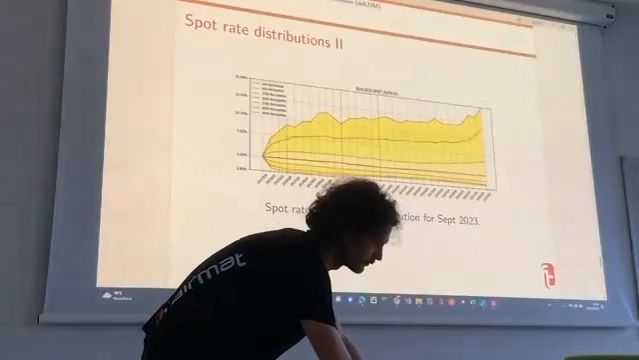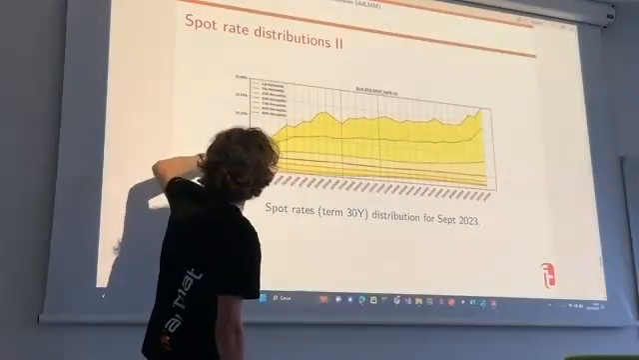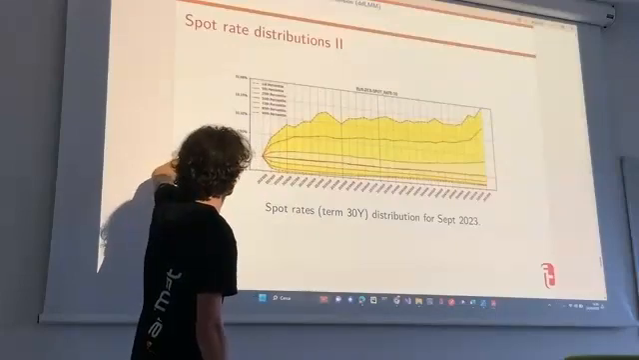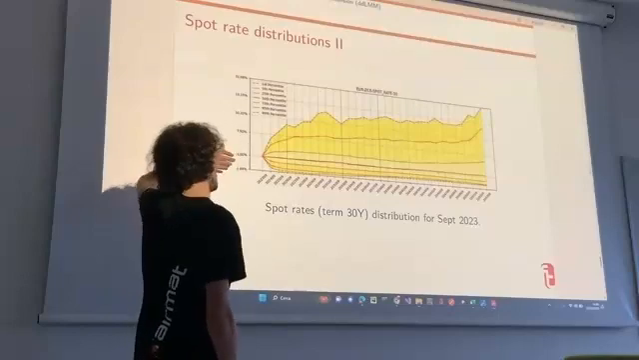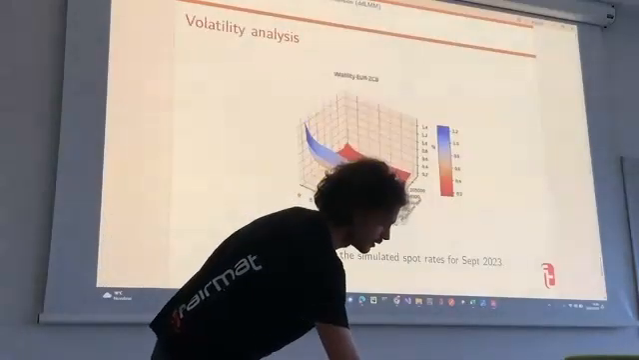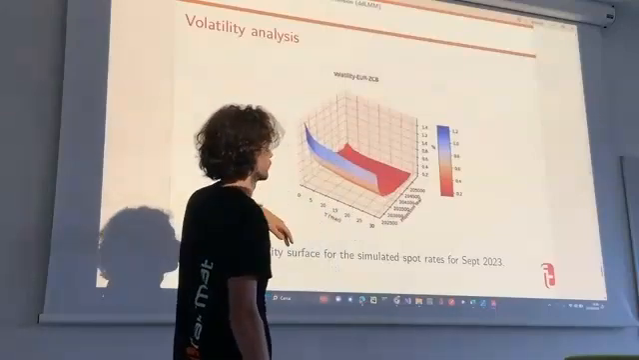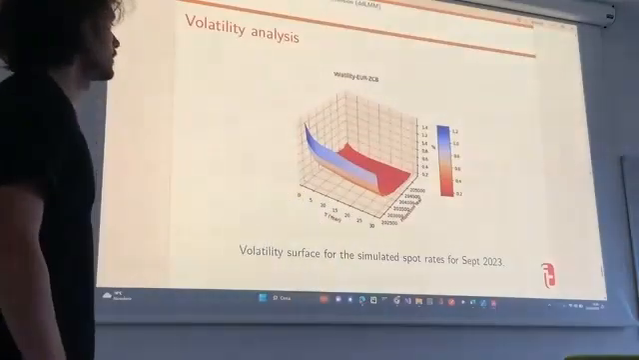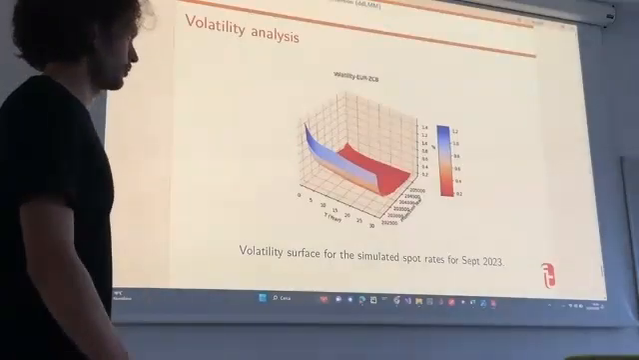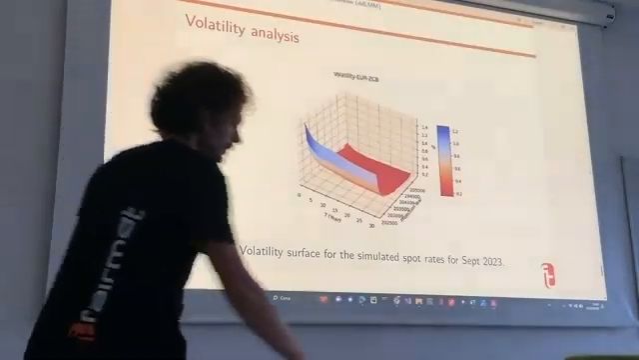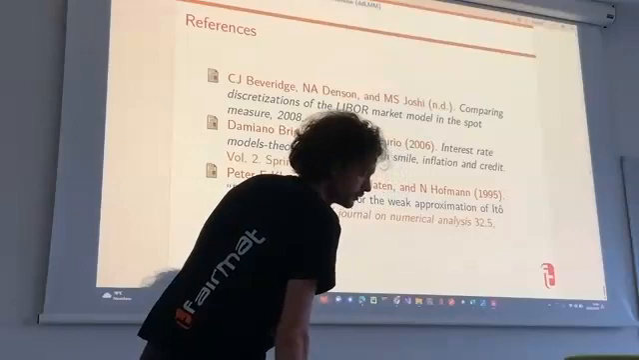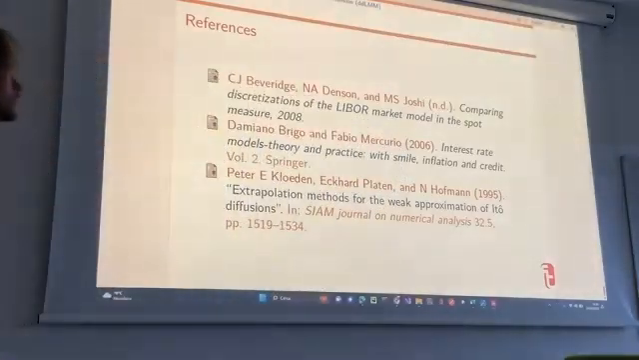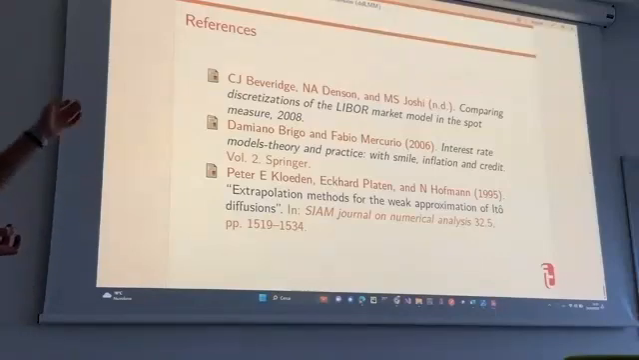Here we have another plot for 30 years. Of course, you can see here the initial value and the floor. Then, last plot, here we have the volatility surface for our spot rate, using the parameters I was showing you before, for September 2023. And these are the references if you want to know a little bit more about the numerical scheme and also the theory.